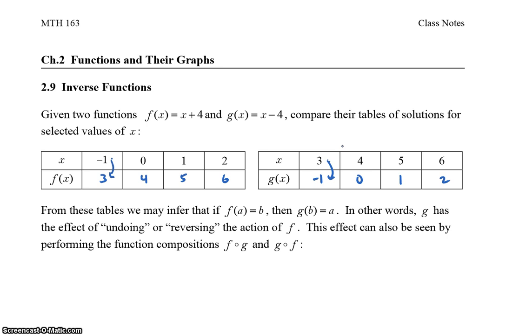From these tables we may infer that if f of a equals b, then g of b equals a. In other words, g has the effect of undoing or reversing the action of f. So if a comma b is associated with f, then b comma a is associated with g. This effect can also be seen by performing the function compositions f composed with g and g composed with f.